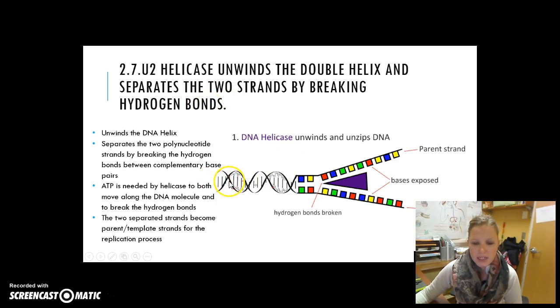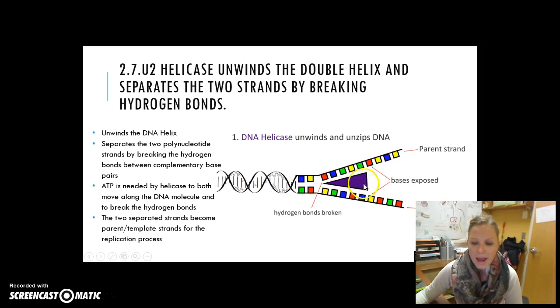So if we look here, here's the structure of DNA, right? And you can see the nucleotides here with the nitrogen bases right here, here, here, here, and so on and so forth. And then there is a hydrogen bond between the nitrogen bases. Remember, A pairs with T and G pairs with C.